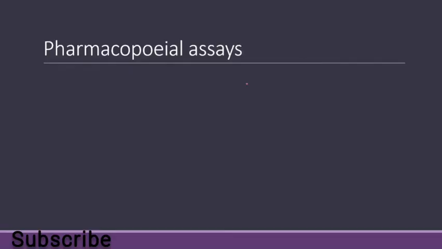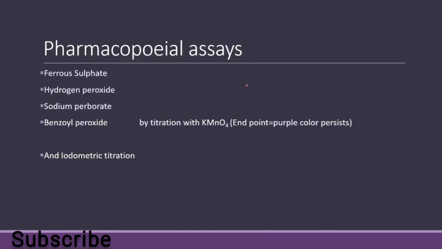Now, if we talk about the pharmacopoeial assay, this is for ferrous sulfate, hydrogen peroxide, sodium perborate, and benzoyl peroxide. These are all titrated with KMnO4, potassium permanganate, and the endpoint is when the purple color persists, because the color of KMnO4 is purple. If you add KMnO4 from the burette and the color of the solution persists, that is your endpoint. And the other example is iodometric titration, and we will also perform an iodometric titration in the practical.